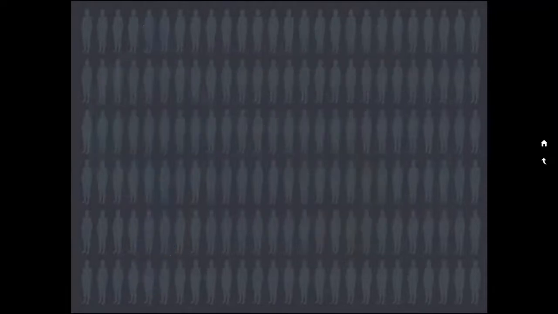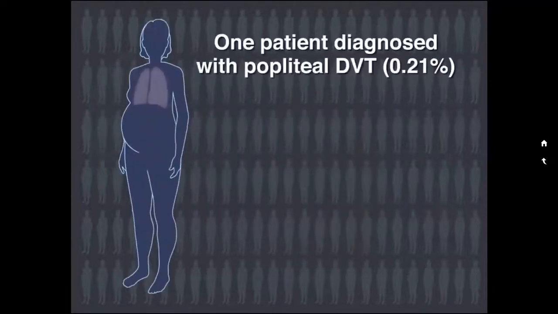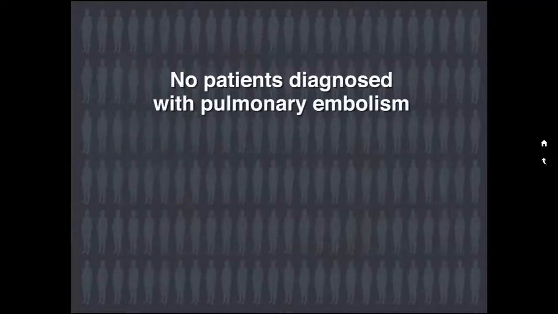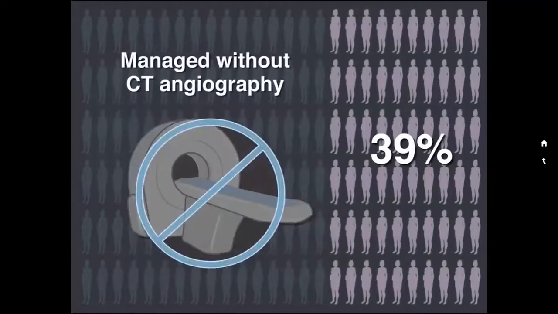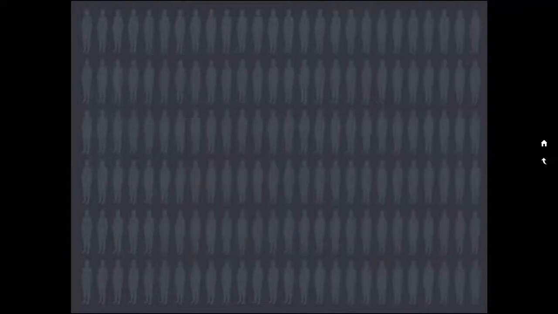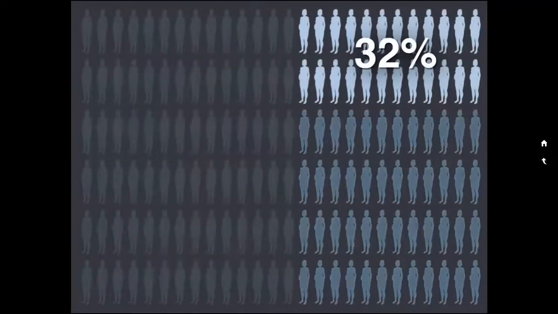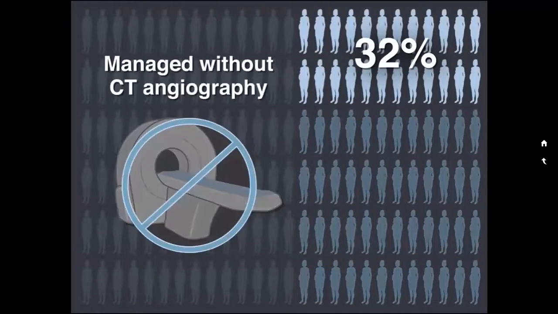With this approach, the primary outcome occurred in one patient who was diagnosed with popliteal DVT. No patient was diagnosed with pulmonary embolism. 39% of the patients were managed without CT angiography. Among the subgroup of women in the third trimester, 32% were managed without CT angiography.